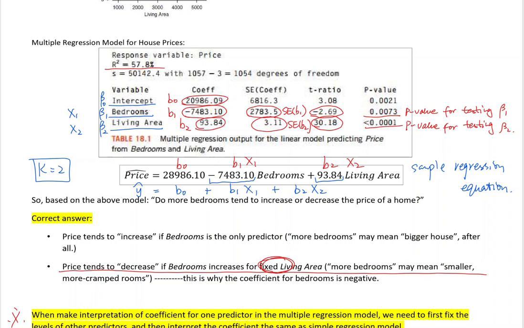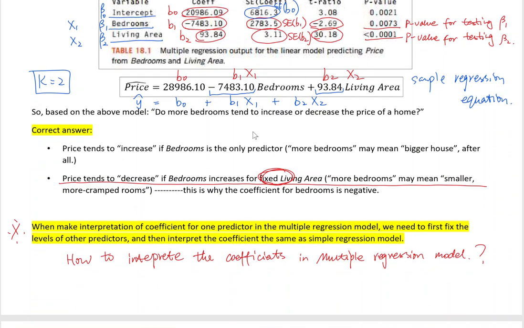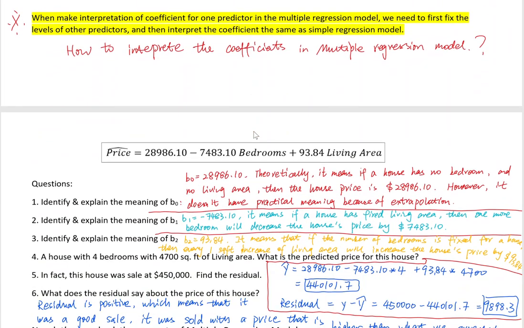Alright, and then we'll have the standard error of b0, the same thing. And then we have the standard error of b1, the standard error of b2. And then we have the test statistics for each of them, and we have the corresponding p-value. We will talk about that later in the next video. Alright, so here is how you interpret the coefficients in the multiple regression model.